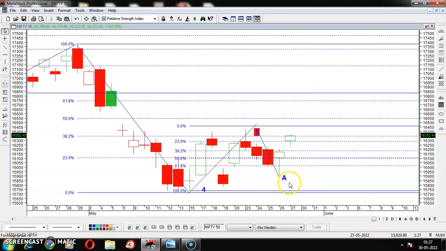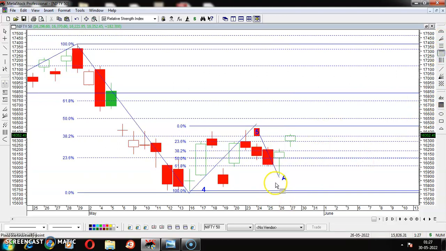Now three corrective waves need to be completed after the fifth wave, which will be marked as A, B, and C. I mean the first corrective wave, A, has already started. So what would be the level of the first corrective wave? The first corrective wave would be at the level of 50% to 161.8% of this fifth impulsive wave.